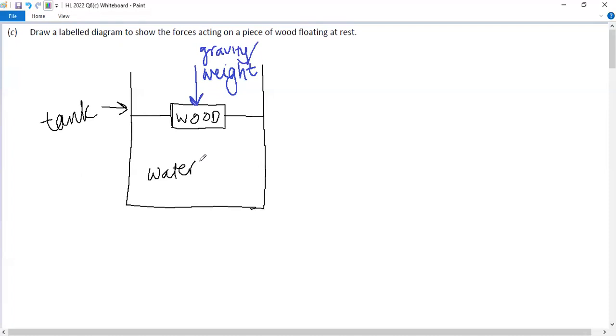Then the thing is pushing it up, because if it was just gravity working on the block of wood, it would be sitting on the ground, okay? It would just sink, it wouldn't be floating up like that. So what's keeping it up?